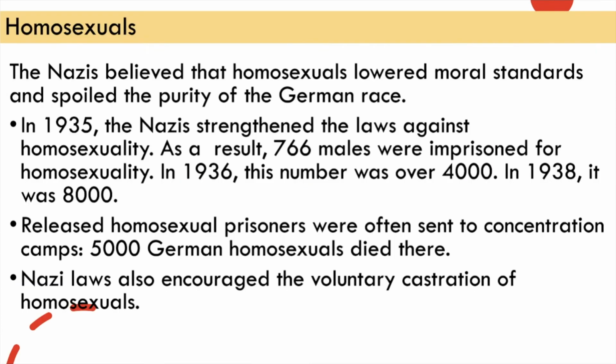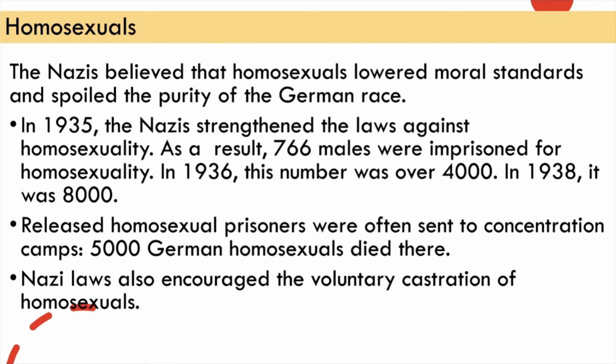The next group that faced persecution were the homosexuals. The Nazis believed that homosexuals lowered moral standards and spoiled the purity of the German race. In 1935, the Nazis strengthened the laws against homosexuality. As a result, 766 males were imprisoned for homosexuality. In 1936, this number was over 4,000. In 1938, it was 8,000.